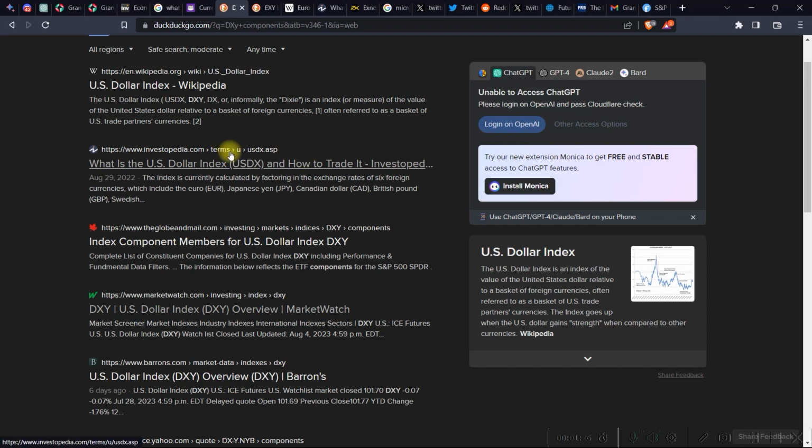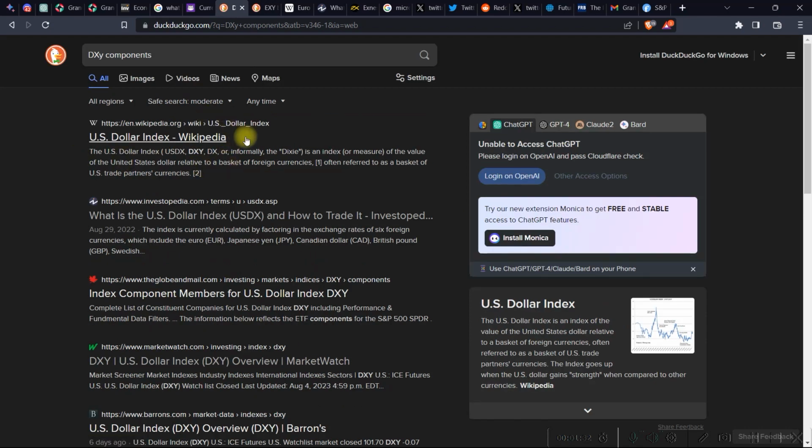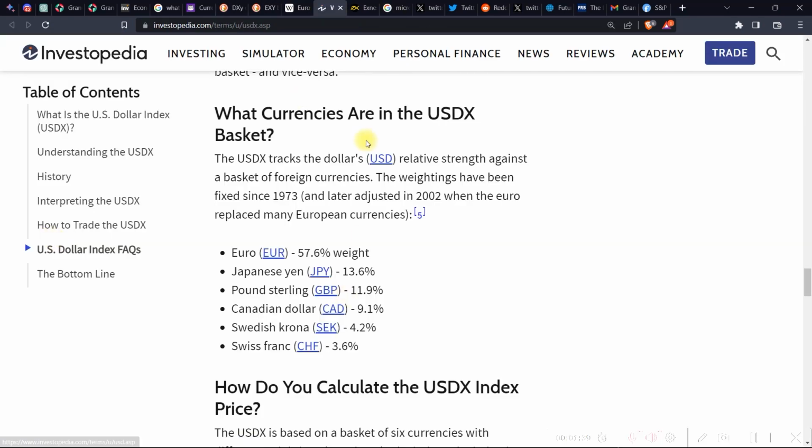Take the dollar index, for example. You know the dollar index, right? The DXY. The DXY has components, right? The strength of the dollar is determined by this basket of currencies. Six: the euro, Japanese yen, pound sterling, Canadian dollar, Swedish krona, Swiss franc. These are the main currencies in the dollar index, the basket that ultimately determines the strength or weakness of the dollar.